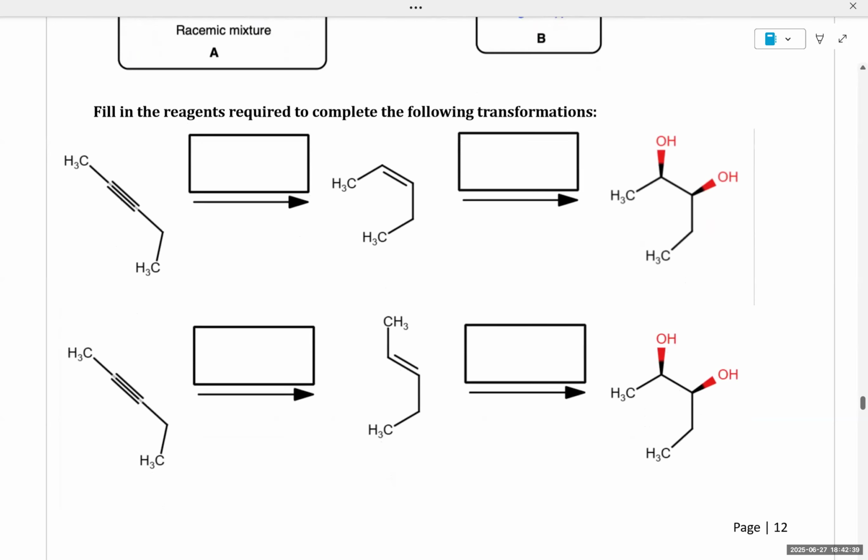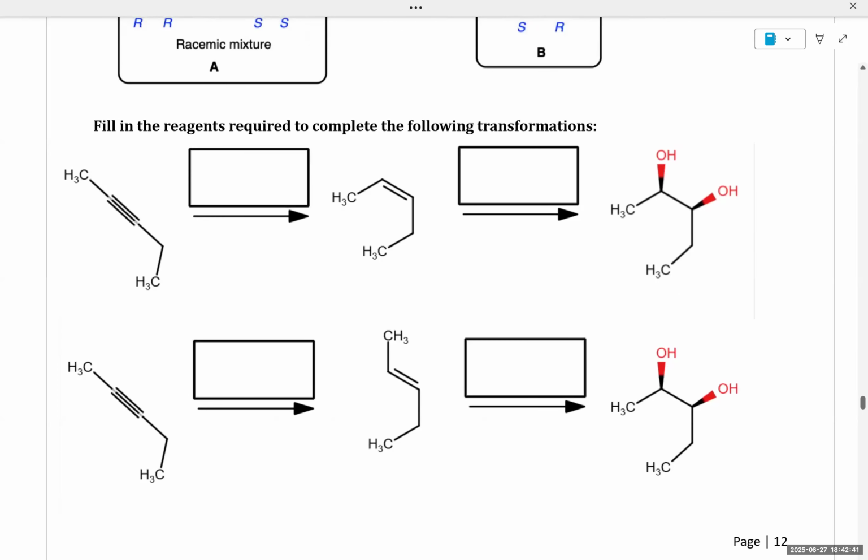So let's do some practice now, and let's fill in the reagents required to complete the following transformations. So I'm going to do the first one, and you'll do the second one. And we'll think about what's going on here for each of the steps.